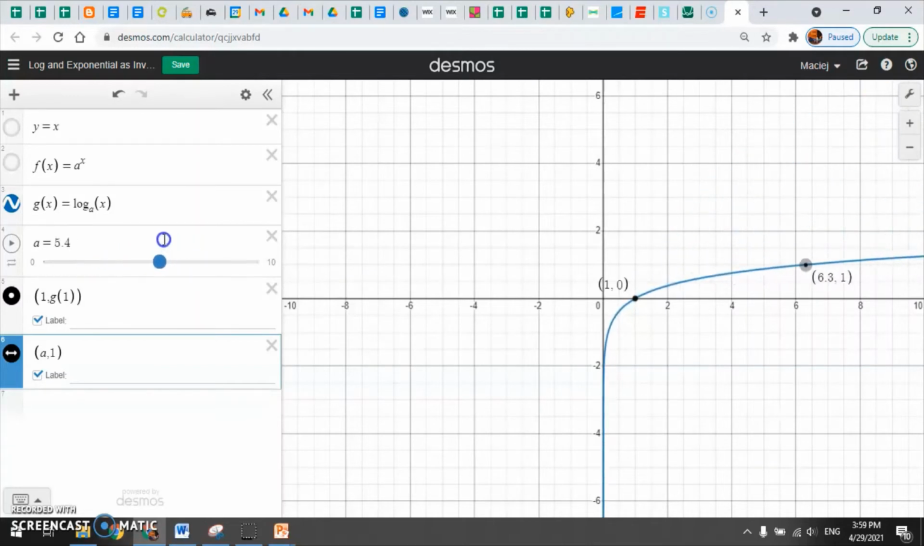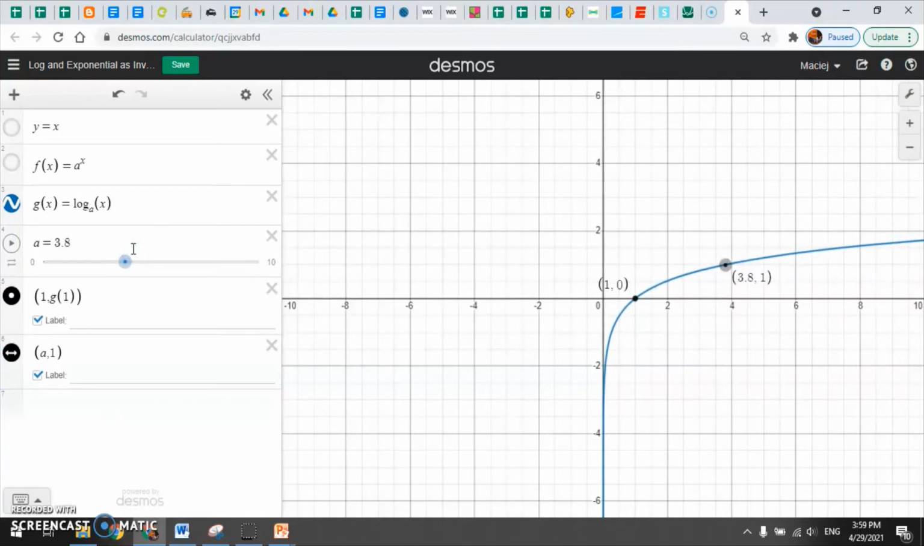Well, it seems to move along the curve, but look at the values of it. The y value seems to remain at 1, but look at the x value. What do you notice there? Well, the x value of that key point is the same as the base. We've said the base of the log is 3.5 here, and we can see there's a point (3.5, 1).